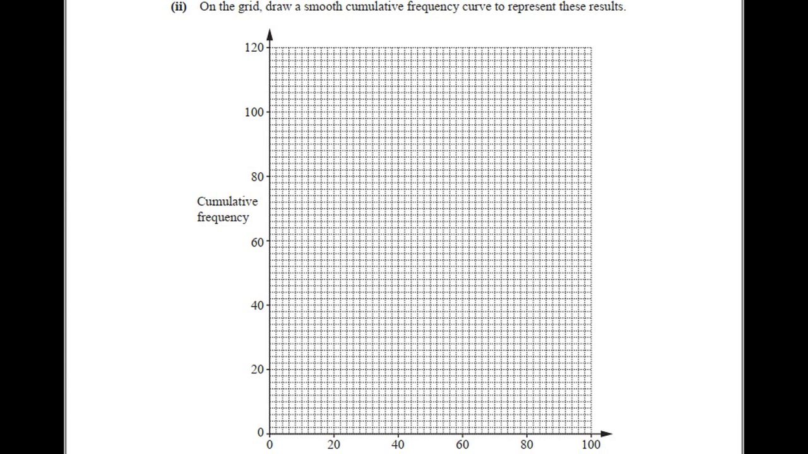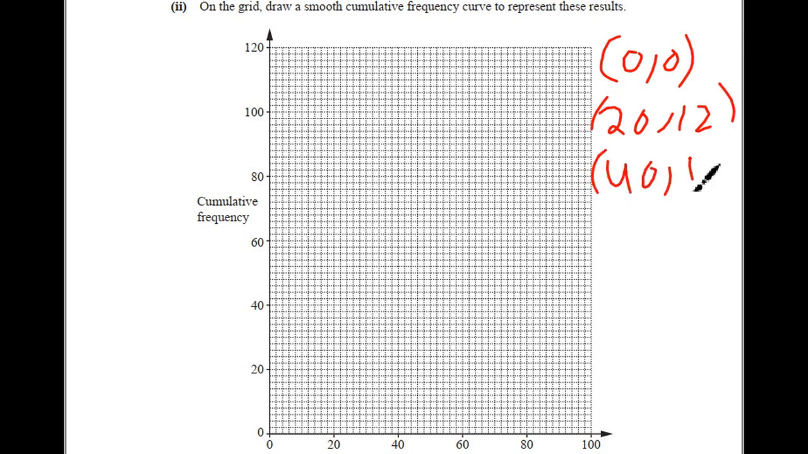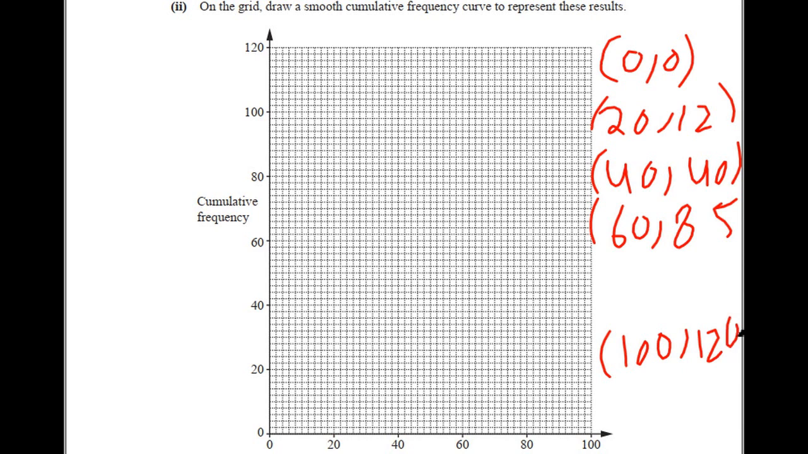Part 2 of question number 2. On the grid, draw a smooth cumulative frequency curve to represent this data. So simply take the cumulative frequency table and plot the given points. The first point is 0, 0, next is 20, 12, next is 40, 40, next is 60, 85, and so on till the very end, 100, 120. Plot these points and sketch it. I'll roughly sketch it for you, can't do it accurately. So this is what the cumulative frequency graph should look like.